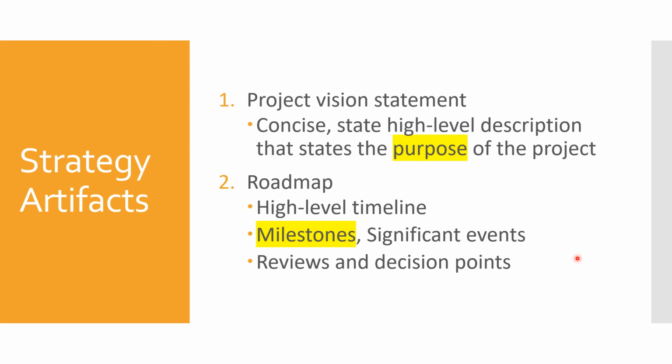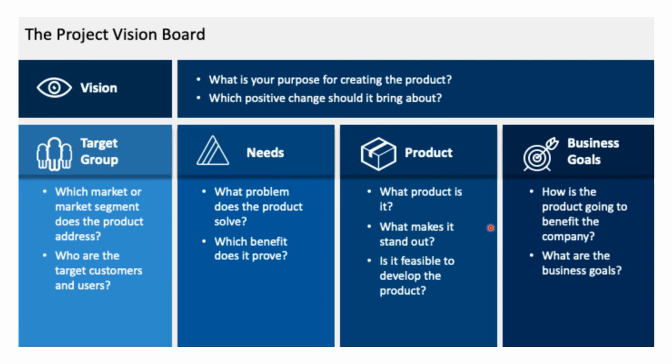And the last one is the roadmap actually. The roadmap is a document, or an artifact, which gives you high-level timelines, and it gives you the milestones and significant events. Very essential is to talk about the milestones and the decision points. The roadmap will talk about essentially that. It tells you what are the different events you go through, and when you want to complete them at a high level. Let's look at some examples of the vision board.